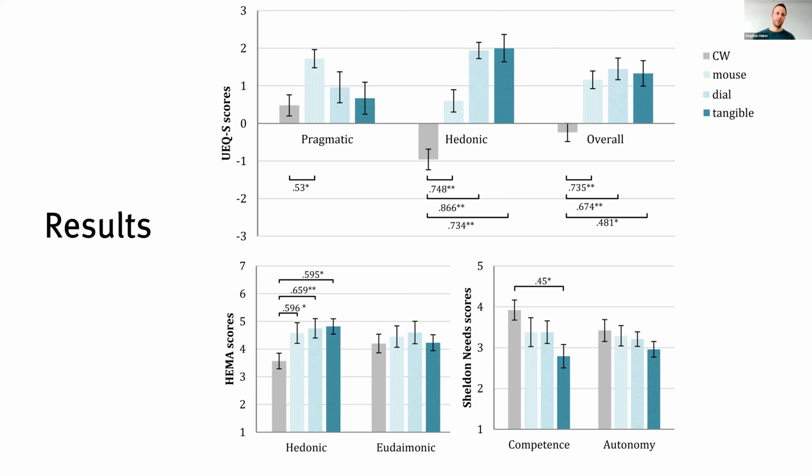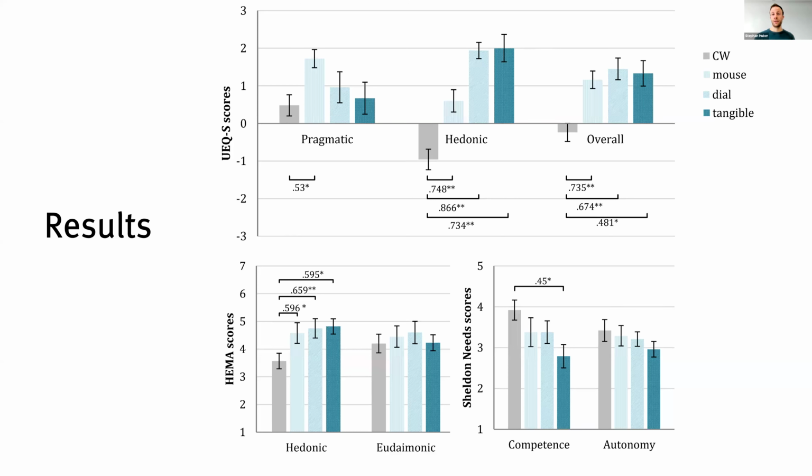However, going on to the hedonic scores on the bottom left, this kind of confirms what we measured with the UEQ. So the hedonic quality of all of our prototypes was higher than that of the current workstation. And interestingly, in the eudaimonic dimension, this is not the case.